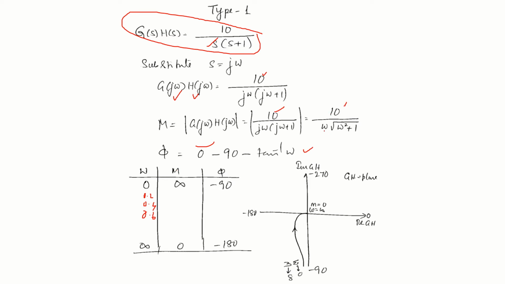When omega is 0, 10 by 0, it becomes infinity. Here it becomes minus 90, tan inverse 0 is 0. So go on substituting, you'll get a number of values of magnitude. When omega is infinity, 10 by infinity, magnitude becomes 0. Tan inverse infinity is 90, so minus 90 minus 90, minus 180. Then as I mentioned, draw lines from minus 90 to minus 180 for the specified angles.